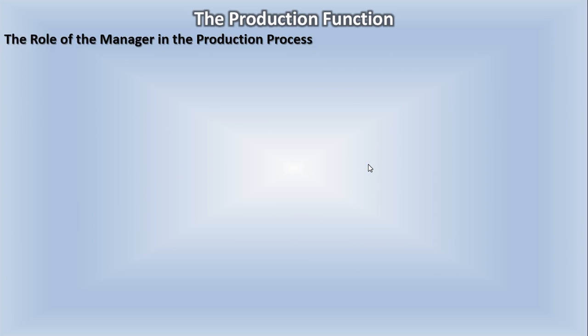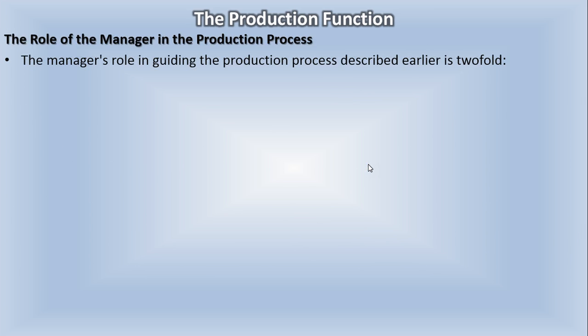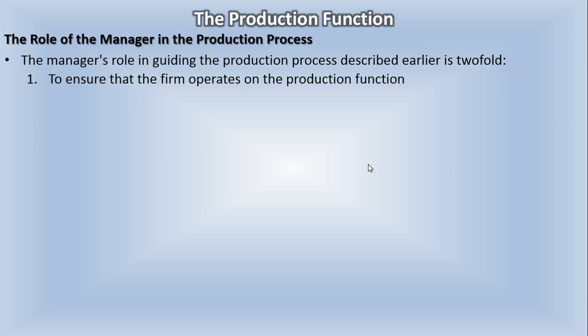All right, so what is the role of the manager in the production process? Well, the manager's role in the production process is twofold. One is you want to ensure that the firm operates on the production function. So you have this production function, you understand the relationship between your inputs and your output, the fact that your one input is fixed, and that you're doing the best you can with your variable input, which is generally going to be labor.